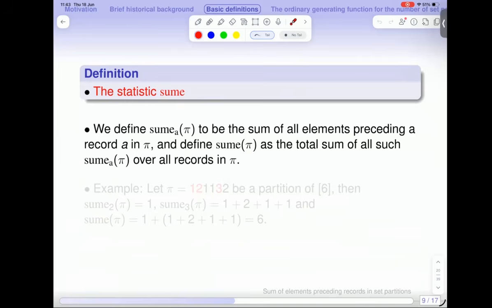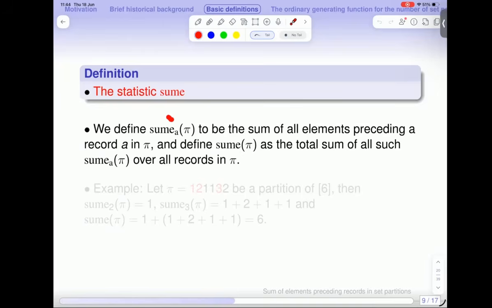Now I want to define my statistics. The first statistic is sum. What is the sum? Firstly, we need to define sum A of pi, where pi is the corresponding canonical sequential form of a partition, to be the sum of all elements preceding a record in pi. And we define sum pi as the total sum of all such sum A pi over all records in pi.